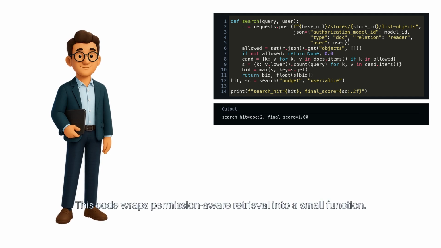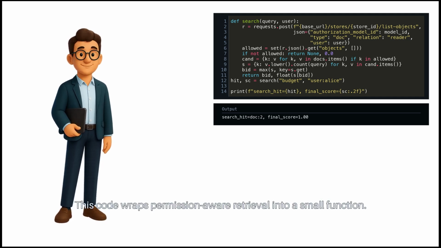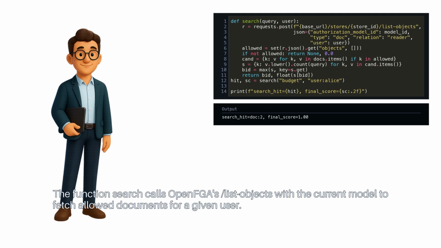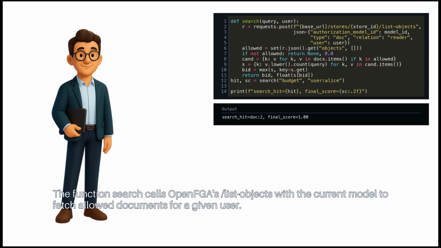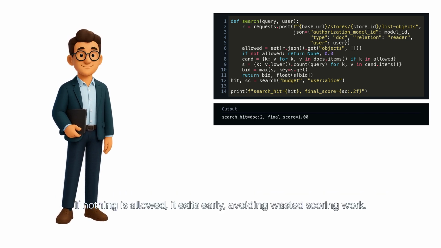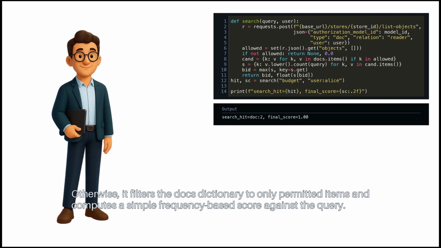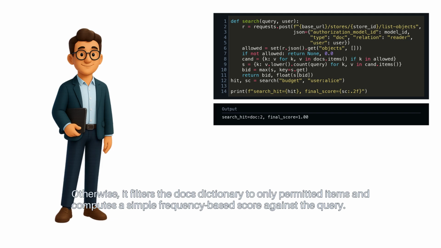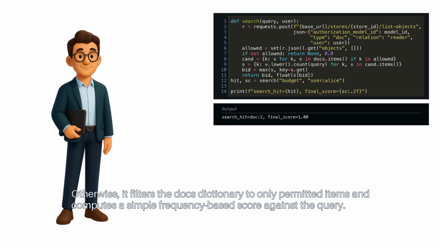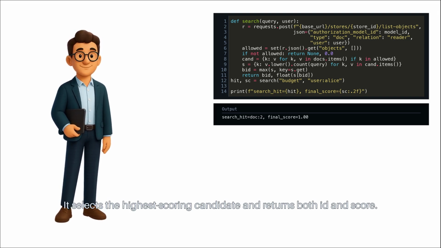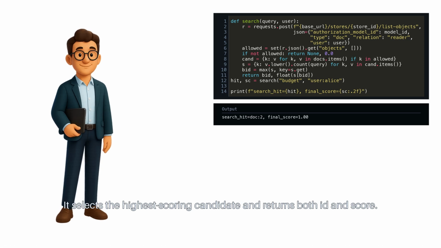This code wraps permission-aware retrieval into a small function. The function search calls OpenFGA's list objects with the current model to fetch allowed documents for a given user. If nothing is allowed, it exits early, avoiding wasted scoring work. Otherwise, it filters the docs dictionary to only permitted items and computes a simple frequency-based score against the query. It selects the highest scoring candidate and returns both ID and score.